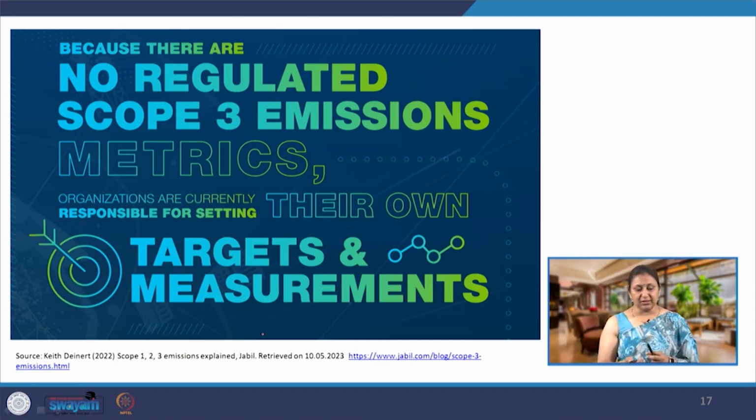So, as we said, there are no regulated scope 3 emission metrics or there is no mandate. So, the companies, the organizations, they have their own targets and they also have their own measurement sets, and that is where the standards, regulations and protocols are required, so that some proper standardization mechanism for reporting and also measuring is put in place. So, that is all in the lecture today.